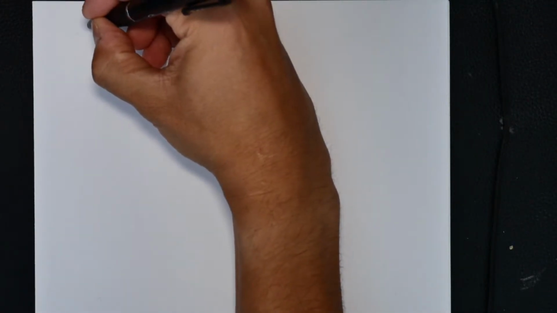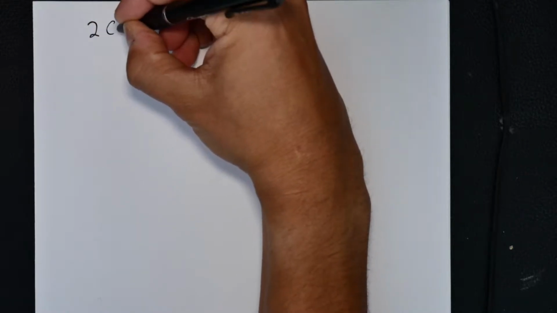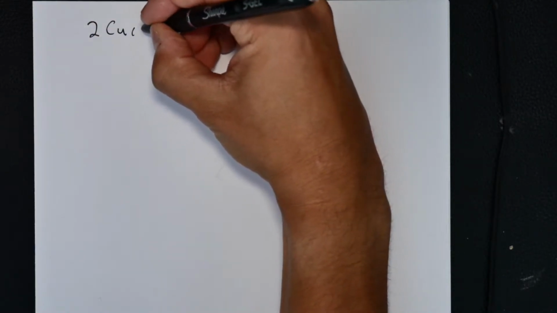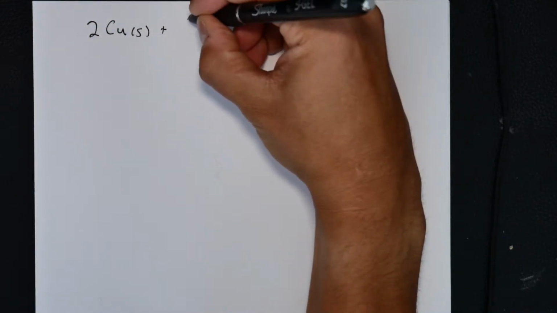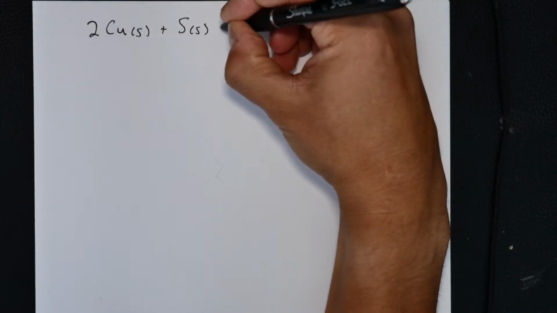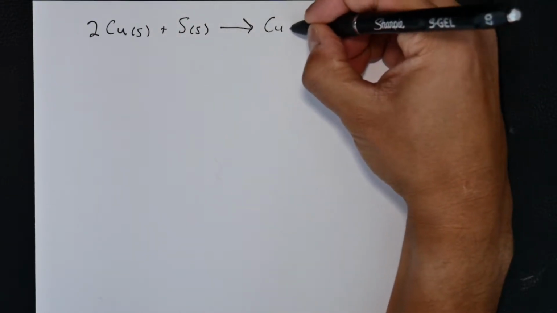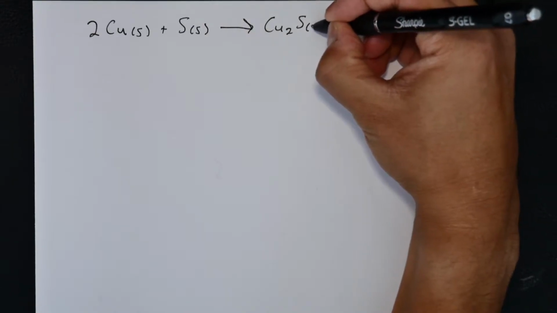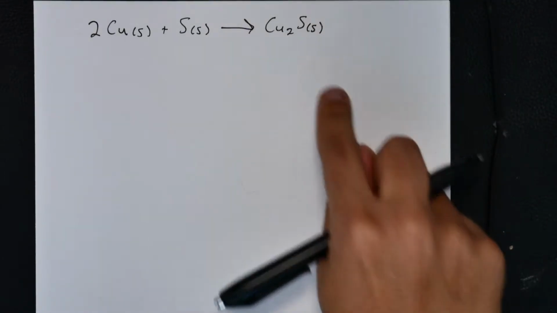Okay, so we are starting. I'm going to write up the reaction so we have it. So we have 2 Cu plus sulfur makes Cu2S solid. So here's our reaction from the problem.